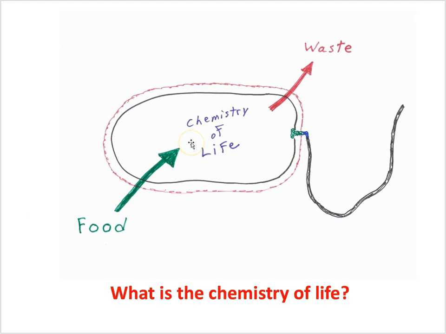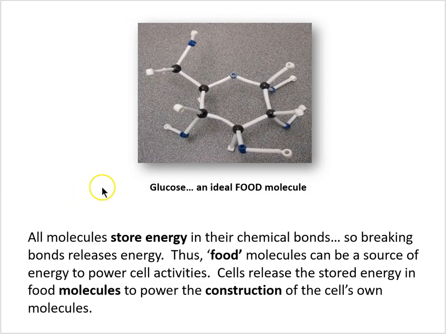So what exactly is the chemistry of life? Well, a lot of it has to do with getting energy from food. Now, you have an idea of what food is to you, but for a cell, this thing right here is a delicious meal. So glucose is a molecule composed of atoms. So we've got carbon atoms and oxygen atoms and hydrogen atoms. This is an ideal food molecule for a cell.